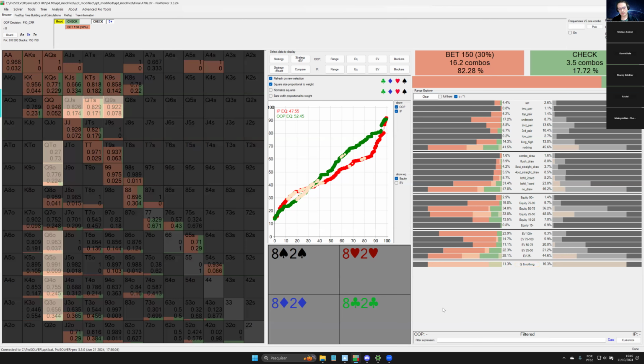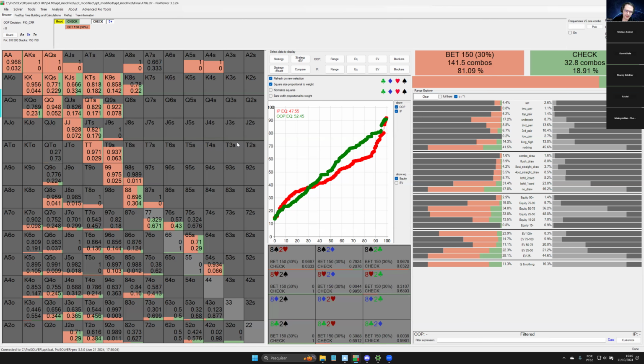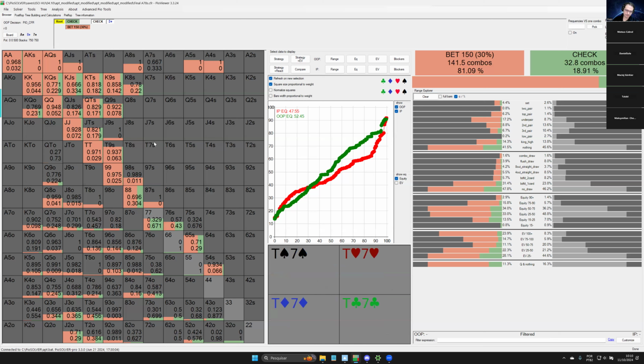Now we see that there's a checking range here, and some of the main hands of the checking range, guys. What do you think are the main regions? If you look at this, what do you say is the higher density of the checking range here composed of?